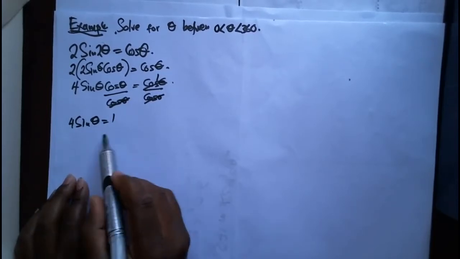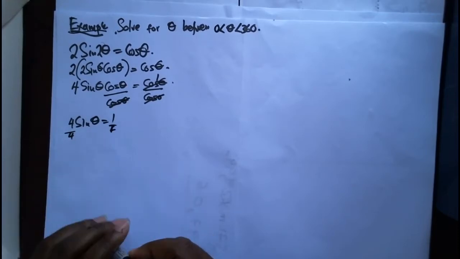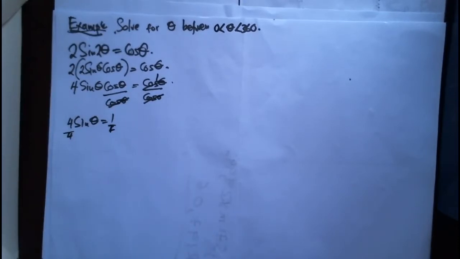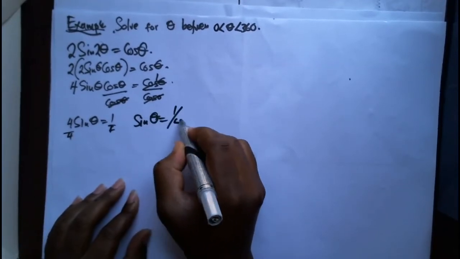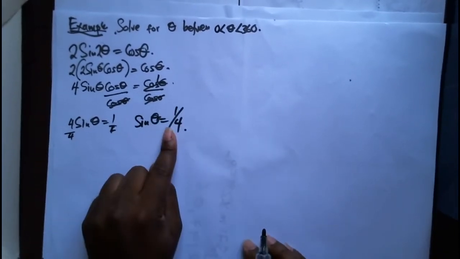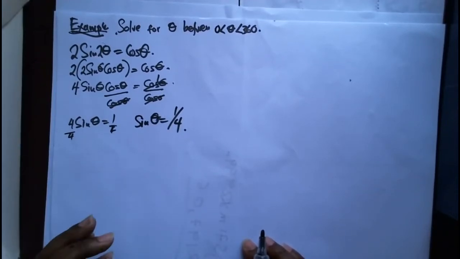Then I can divide by 4 both sides. So I'll have sine theta is equal to 1 over 4. This is not wrong at all. However, you will not get full marks. I will show you just now.